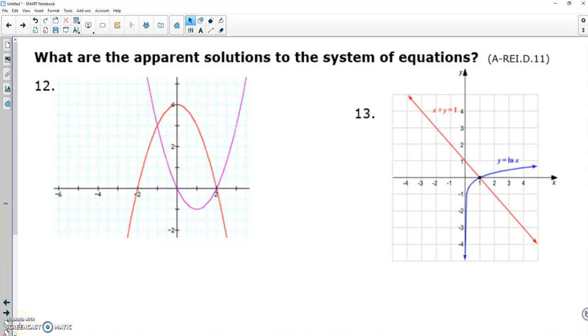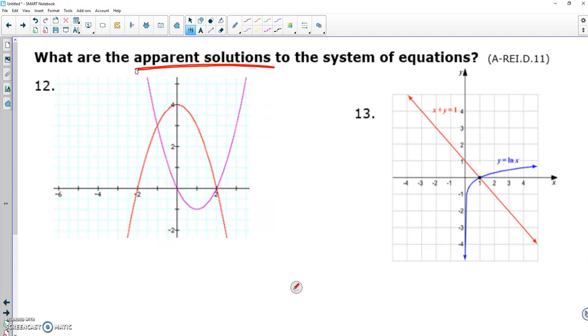Okay, so a lot of people get thrown off by this question when this is actually a pretty straightforward and easy question because it says apparent solutions. So first of all, solutions are just where they cross each other. Not where it crosses the x-axis, not where it crosses the y-axis, but where they literally cross each other.